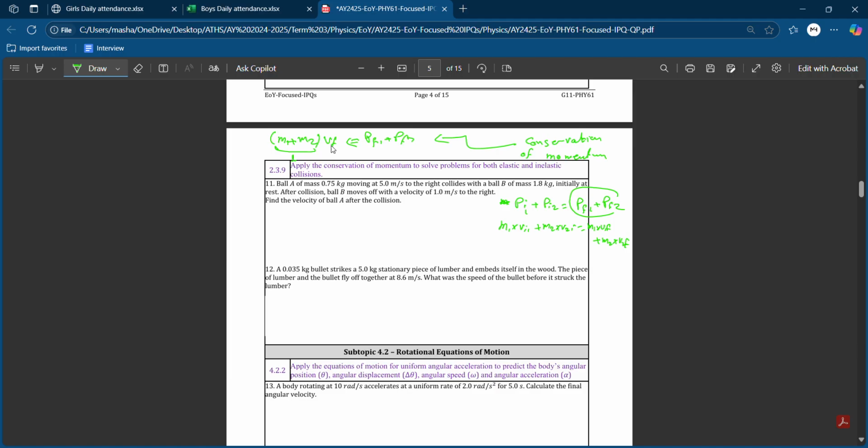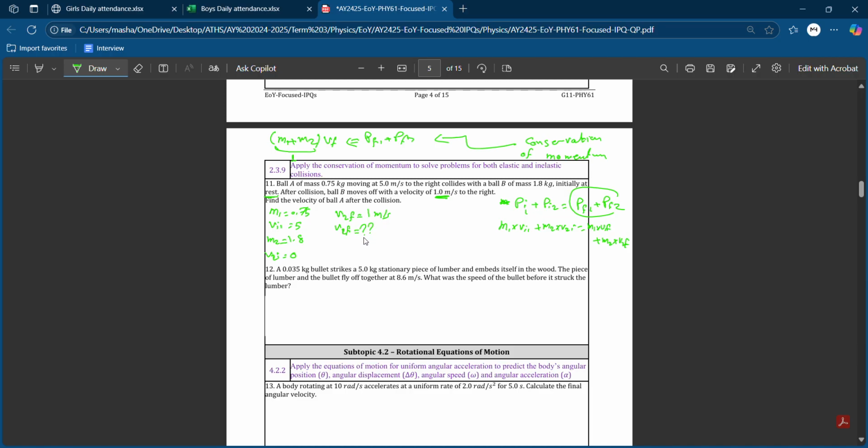Question 11 says that a ball of mass 1, 0.75 kilogram, moving at V initial 1 of 5 meter per second to the right, collides with ball 2. We have mass 2, which is 1.8 kilogram, initially at rest. So when he tells me initially at rest, V2 initial equals 0. Ball B moves off with a velocity, he gave us V2 final, which is 1 meter per second, right? He needs to find V1 final.